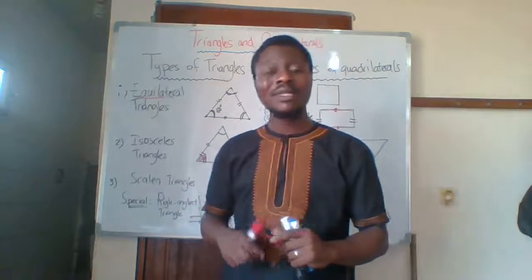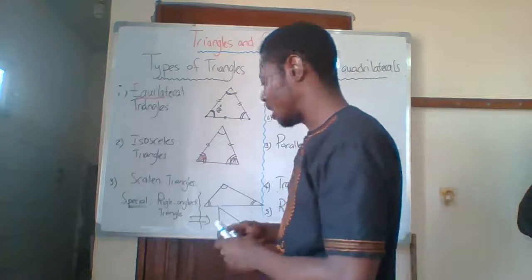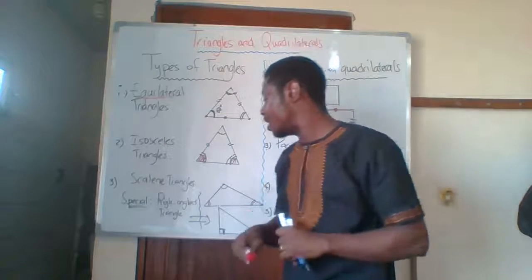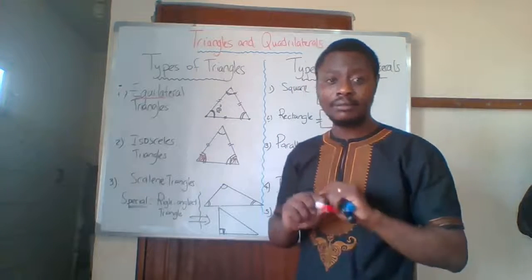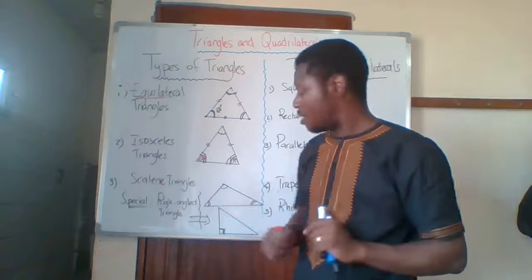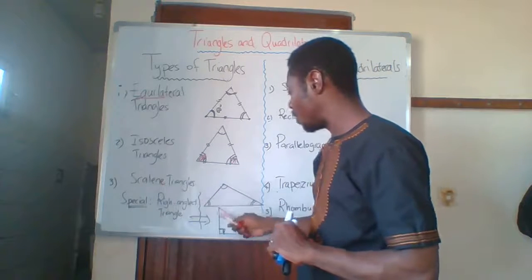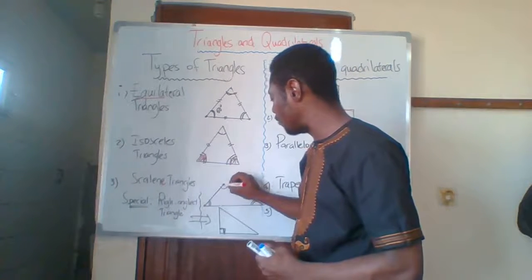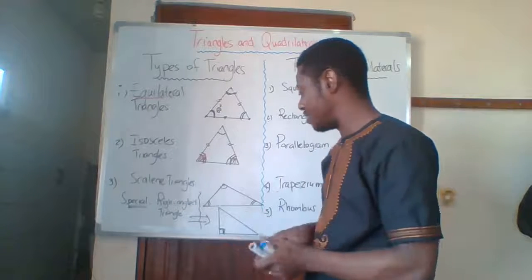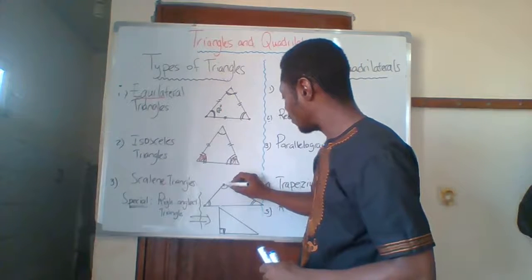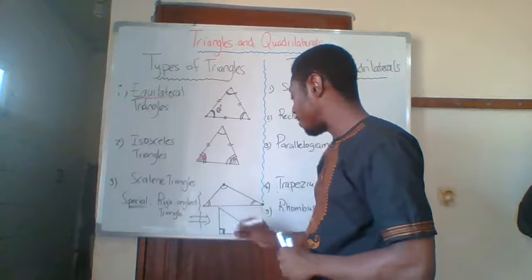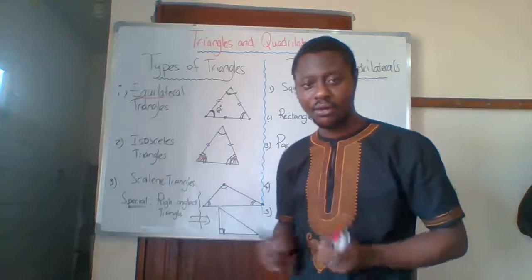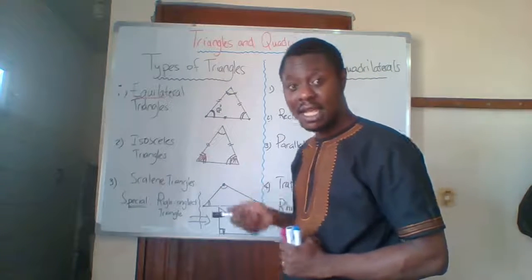Let's move on to the scalene triangle. What is a scalene triangle? A scalene triangle is a triangle where all three sides are different in size. If you look carefully at this triangle over here, this line segment going from this vertex to that vertex is smaller in size, and this one going from this point to that point is medium, and this one going from there to here is the longest side in this triangle. So this is a scalene triangle.